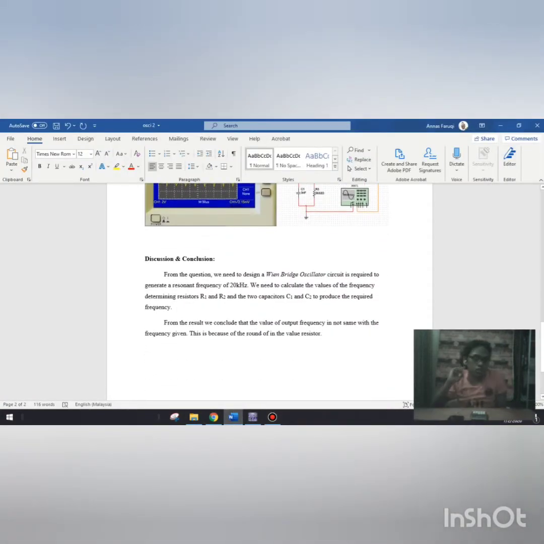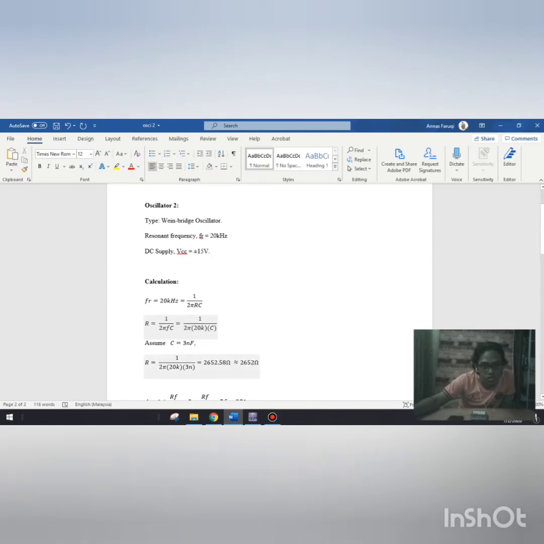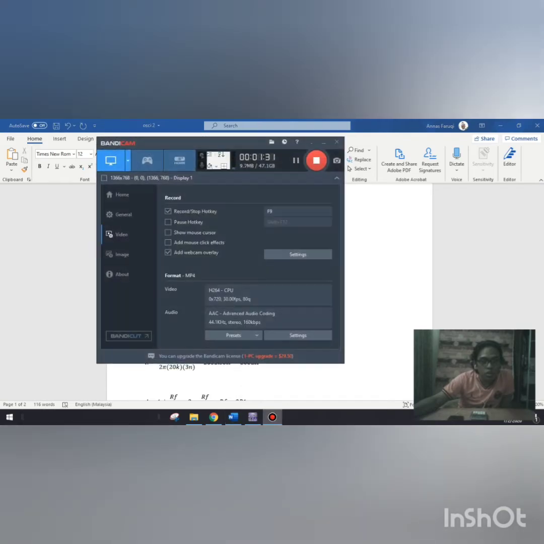For this discussion, from the question, we need to design a Wien Bridge oscillator circuit that is required to generate a resonant frequency of 20 kHz. We need to calculate the values of the frequency determining resistors R1, R2 and capacitors C1, C2 to produce the required frequency. From the result, we conclude that the output frequency is not the same as the frequency given. This is because of the round-off value of the resistor. That's all for me. Thank you.